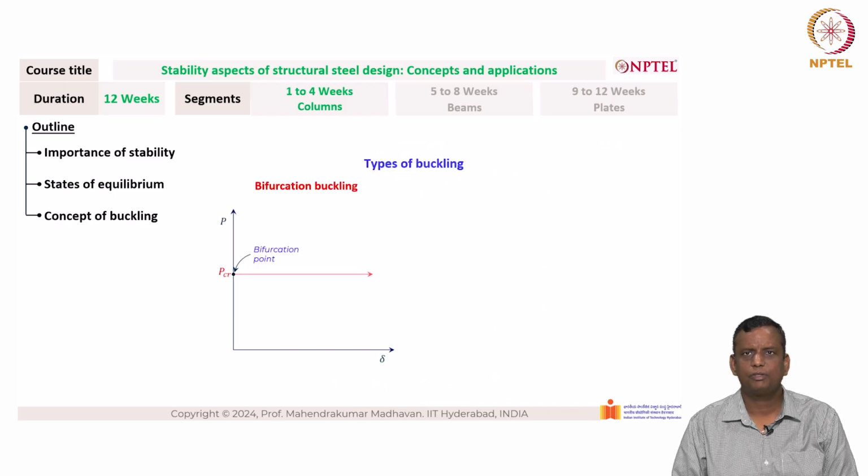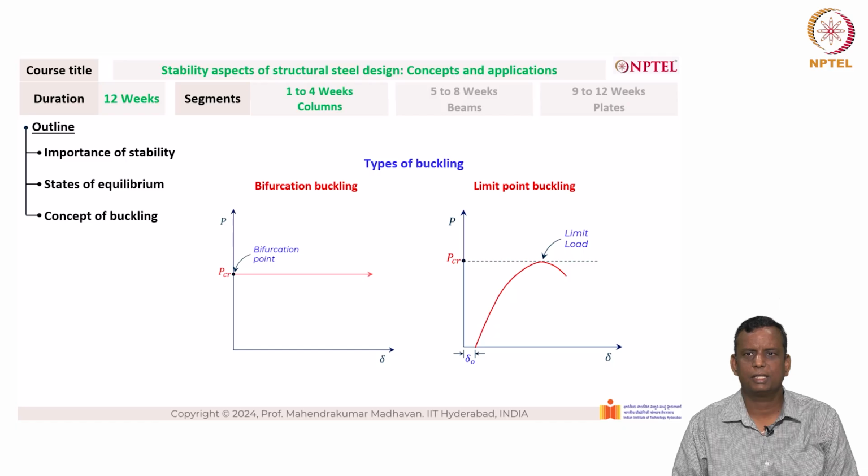There are several types of buckling. We will talk about bifurcation buckling, where there is a bifurcation point, there is a sudden change once it reaches P critical. There is also what is known as limit point buckling. As you can see, limit point buckling is basically due to the imperfections that are present in the structure. It starts with delta naught, as you can see from the x axis on the right hand side. So, delta naught represents the initial crookedness of the column.